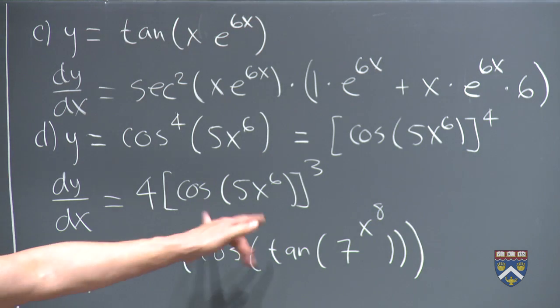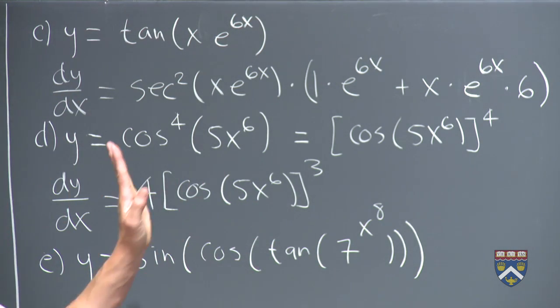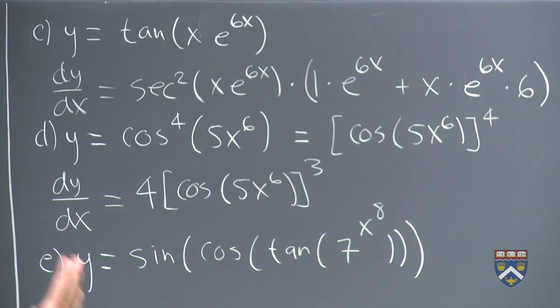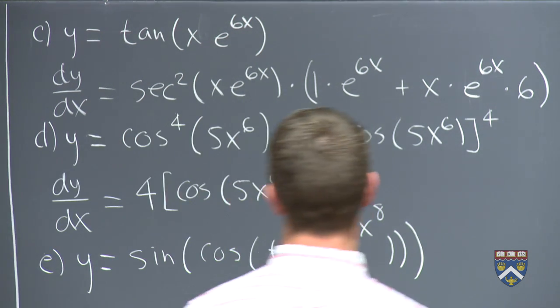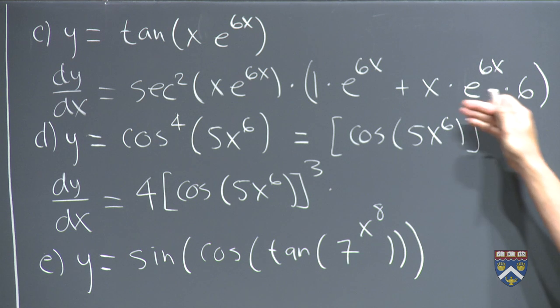And now I wrote it with these pair of brackets just to correspond with this. If you had written 4 cosine cubed, 5x to the 6th, that's the same. That's fine. So we've got that. Now we're done with the 4th power. We don't need to worry about it.